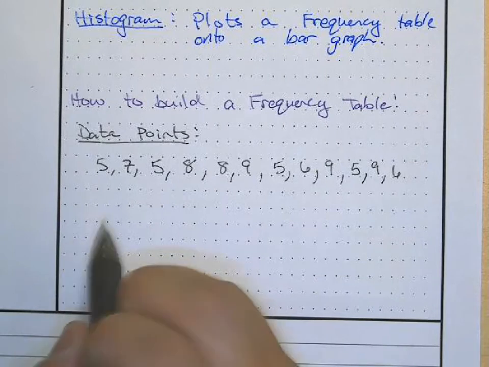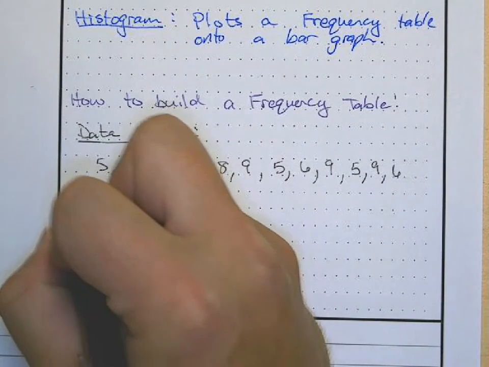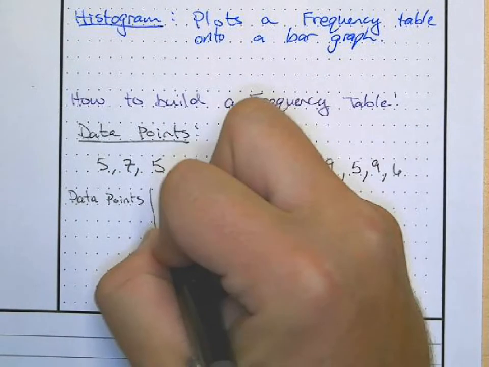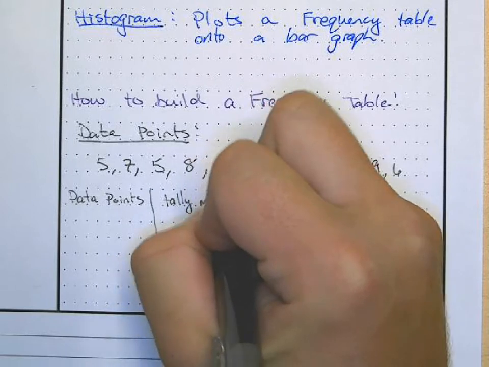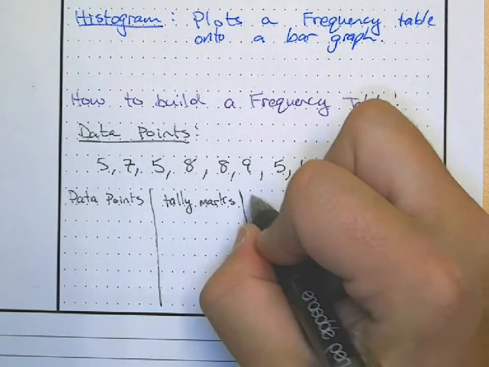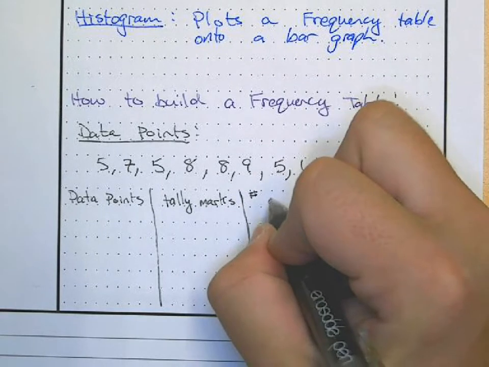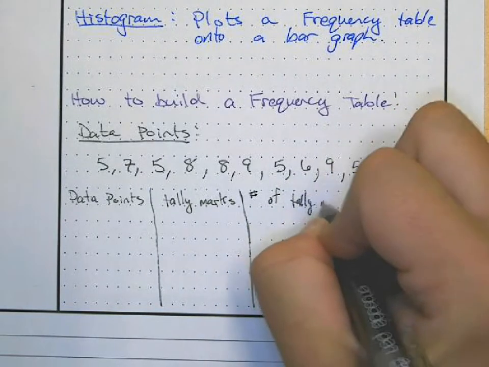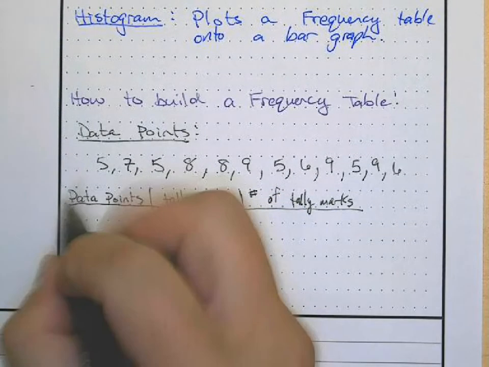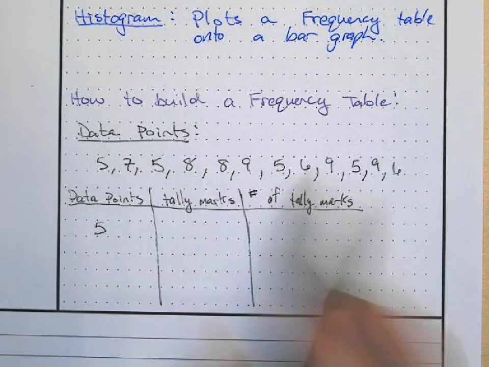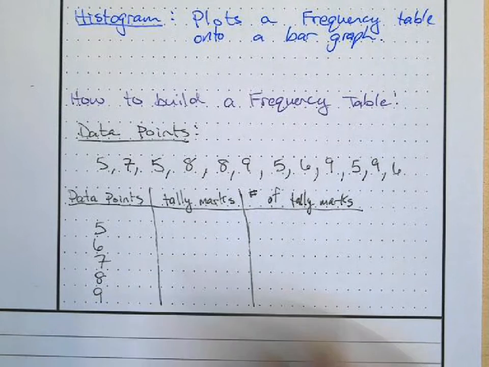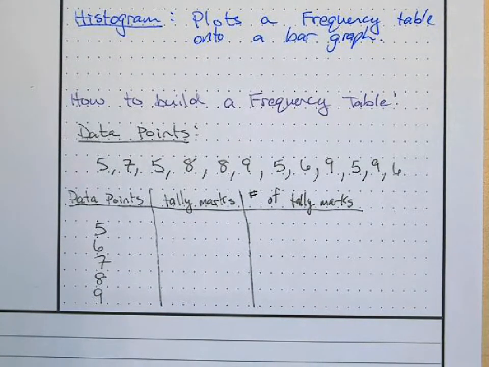So now let's build our frequency table. To build the frequency table, we'll have our data points in one column, tally marks, that helps us keep track, in a second column, and then our third column will be number of tally marks. Okay, so my data points, I have 5, the number 5. I look down, I have the number 6. We have the number 7, the number 8, and the number 9. So I'm just listing my actual data points.